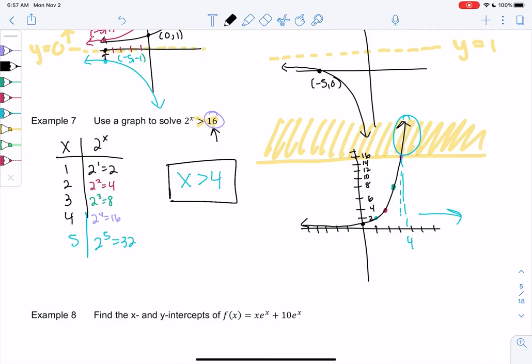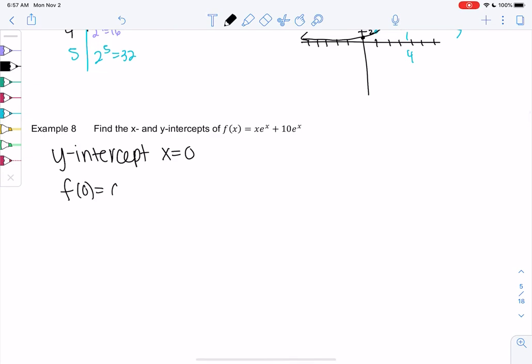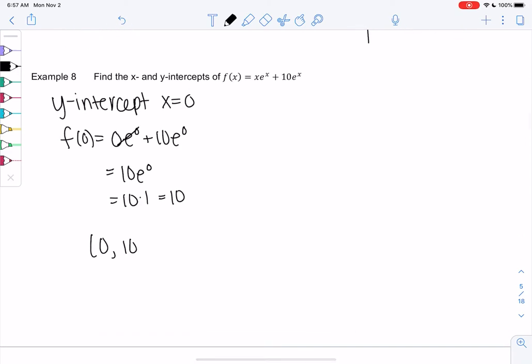Cool, and one final example. We want to find x and y intercepts. I don't really know how to solve this, but let's just see if we can find the intercepts. I'm going to do the y-intercept first, because the y-intercept is when we plug in x equals 0. So f of 0 equals 0 times e to the 0 plus 10 e to the 0. So the first term goes away. 10 e to the 0 would be 10 times 1, or 10. So my y-intercept will be (0, 10).